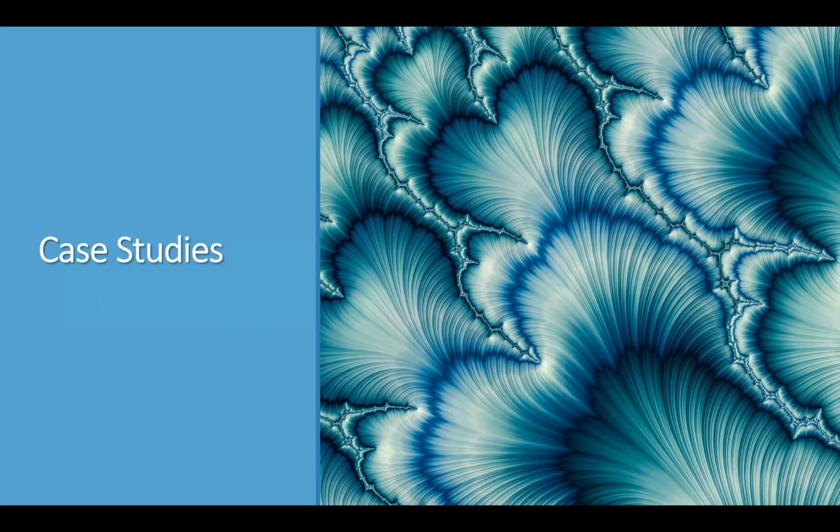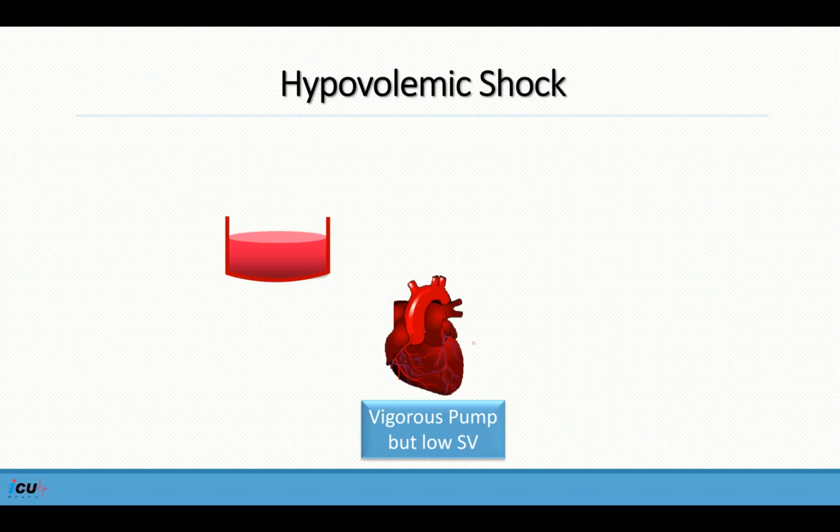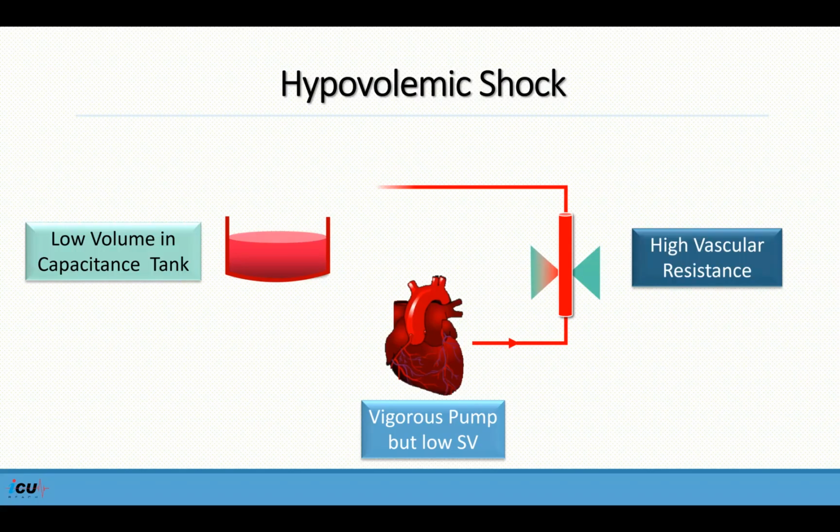So the first case is a 34-year-old male who was involved in a motor vehicle accident and arrived at the emergency room with a blood pressure of 70/45. His heart rate was 142 per minute. He had cold and clammy extremities. Of course, here you can see that he's got much more severe injuries than what's been described in this case scenario. So our patient, of course, has hypovolemic shock, apparently because of blood loss.